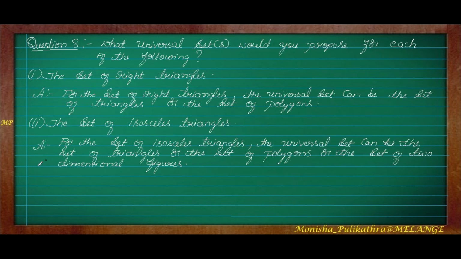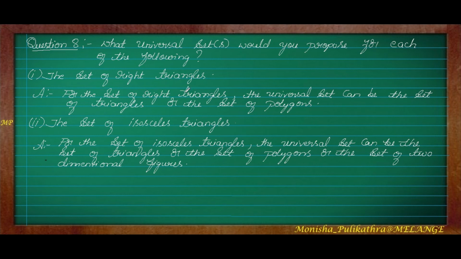Moving on to the 8th question. In the 8th question, a statement will be given. We have to write for which universal set this statement is included. Universal set means a set which includes everything. So the first question is the set of right triangles. We have to give the name of a universal set which includes these right triangles.